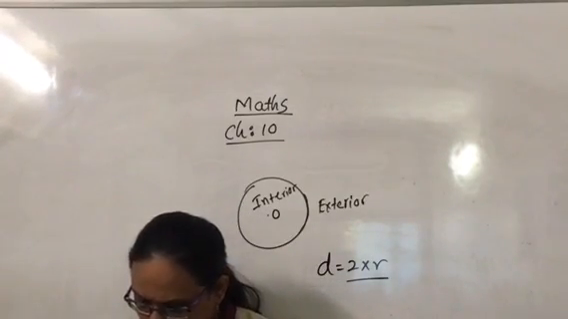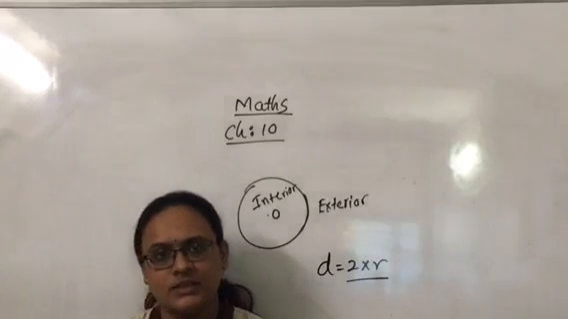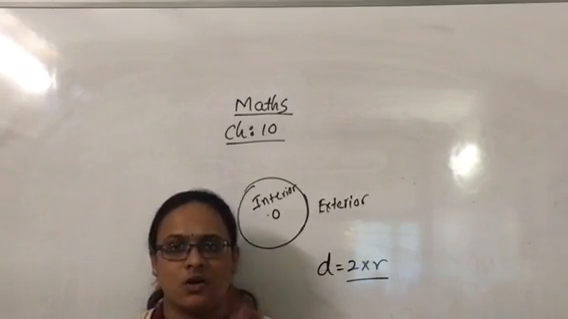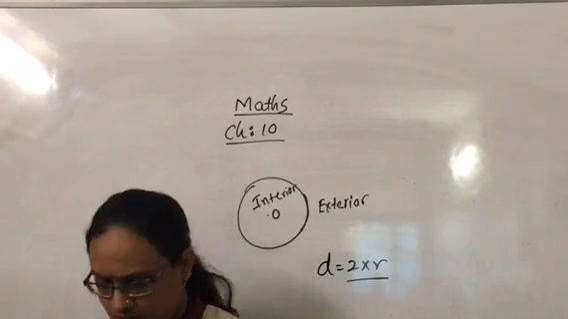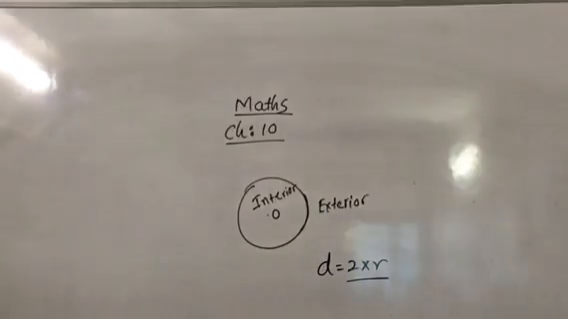A circle is a plane figure. Yes, it is a plane figure. It is a collection of points. Okay, so we have just completed our exercise 10.1. In the next video we are going to start with angles subtended by a chord at a point. Thank you.